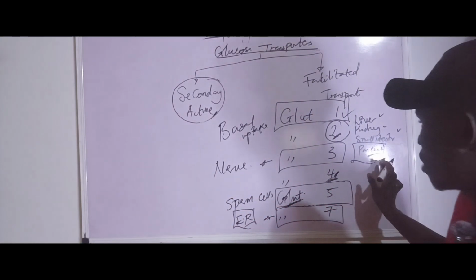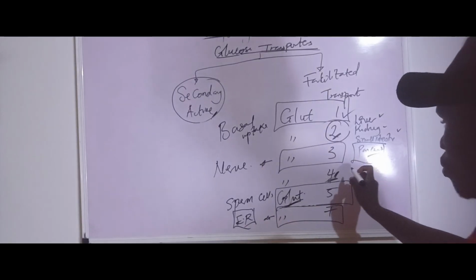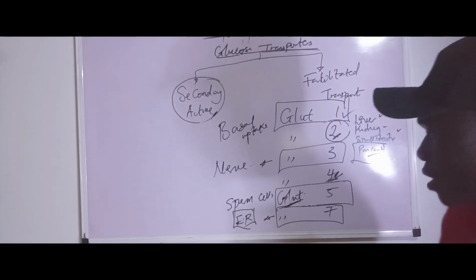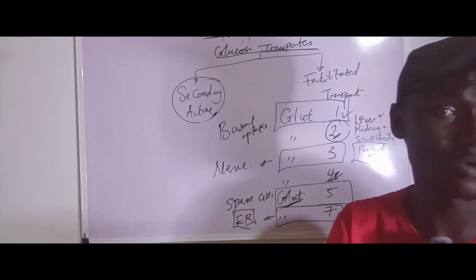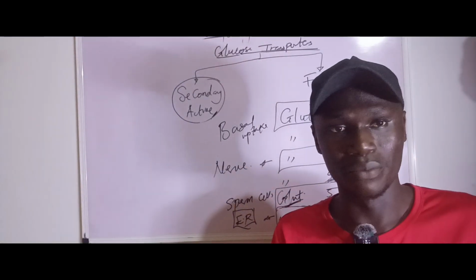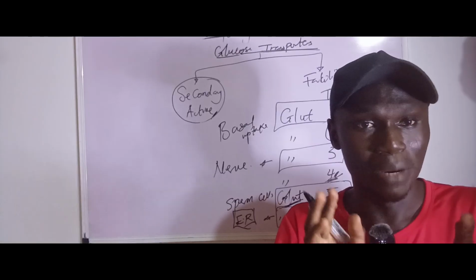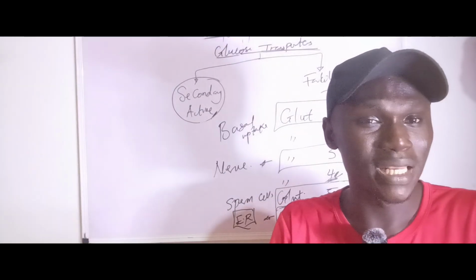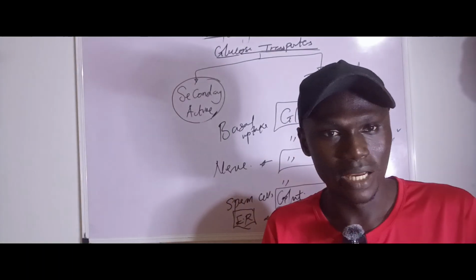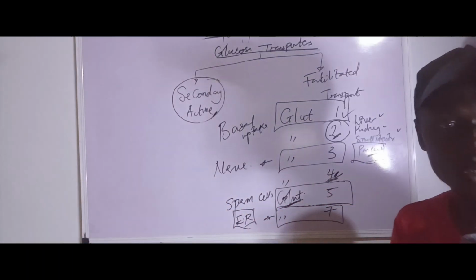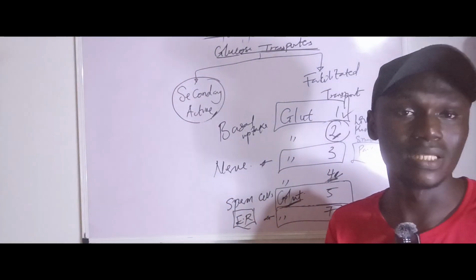The next thing we'll talk about is GLUT4. Now GLUT4 is actually not always present on the cell membrane. What am I trying to tell you? I'm trying to say that GLUT4 usually gets induced by insulin. Do you get it now? GLUT4 usually gets what? Induced by insulin.